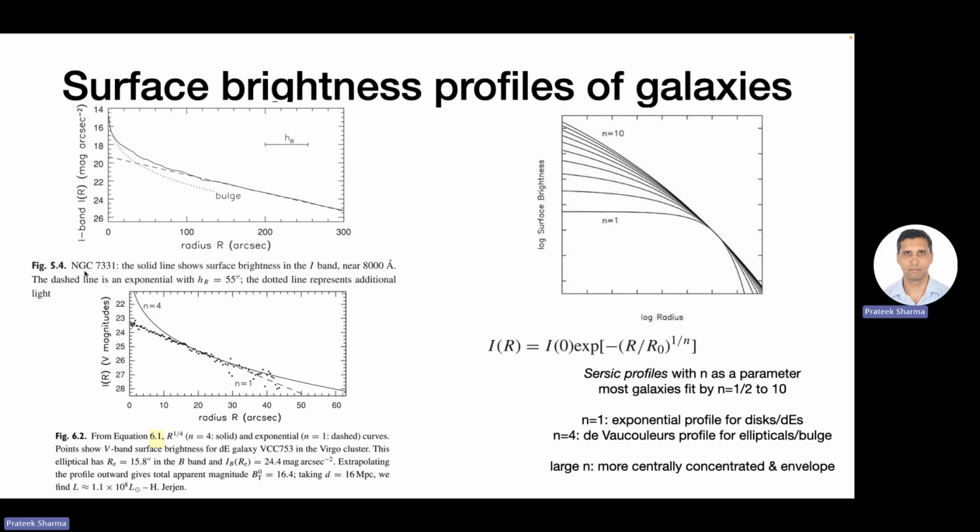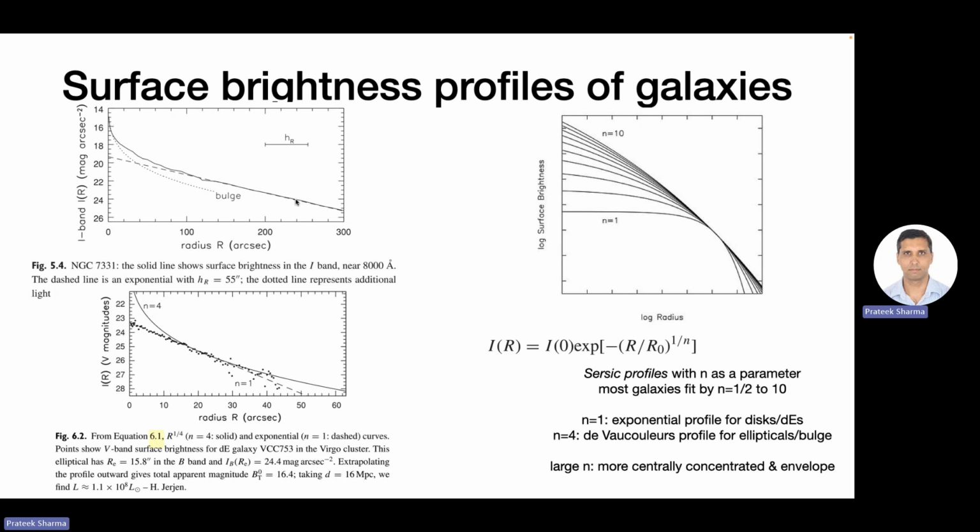This is a galaxy called NGC 7331. The solid line shows the surface brightness in I band near 8,000 angstroms. So it's sort of infrared band. The dashed line is an exponential. So this dashed line, which fits the outer part pretty well, is an exponential, right? So it's a log linear plot, right? Of surface brightness as a function of distance from the center. So a straight line on a log linear plot is an exponentially falling. So y equals e to the minus x will show a straight line like this. So this is an exponential disk.